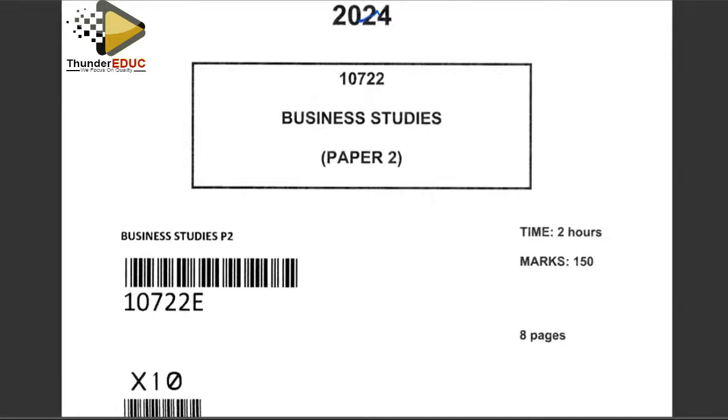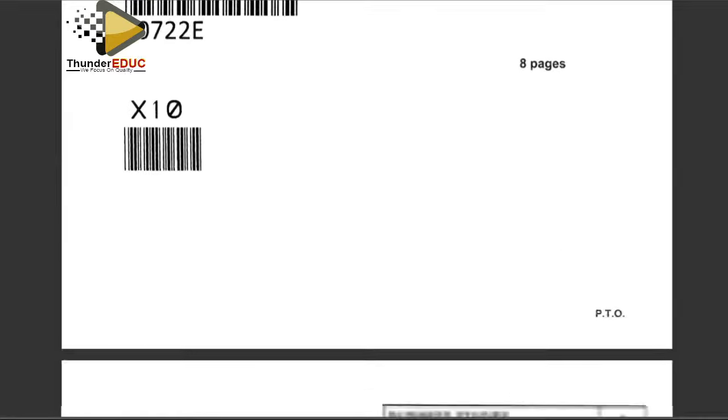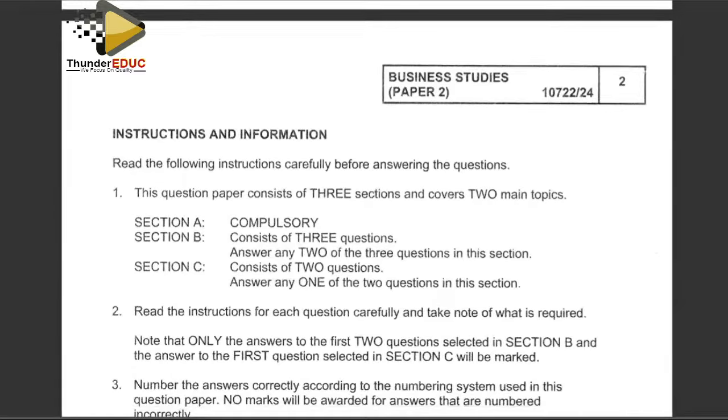Time is 2 hours with marks over 150. Okay, great tools. So now, moving on to the next page, we have instructions and information. Always bear in mind that following of instructions is part of the examination. So now, let's quickly go through the given set of instructions. Read the following instructions carefully before answering the questions.